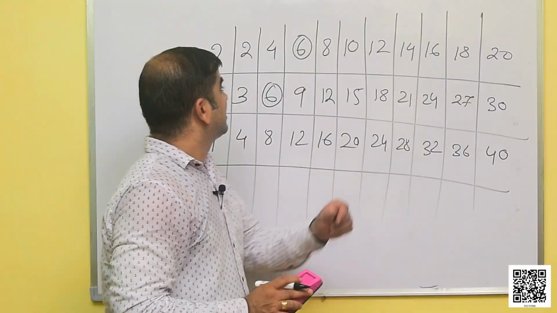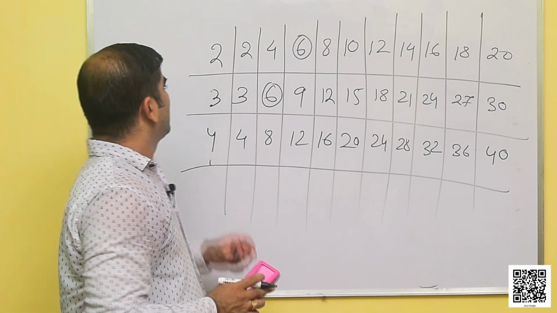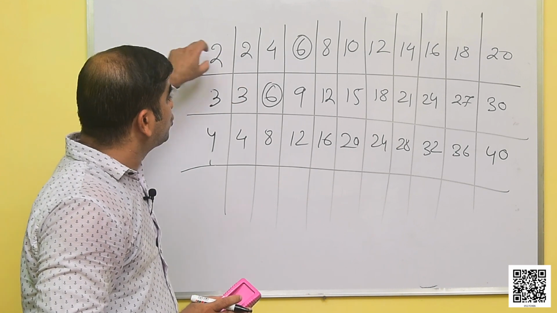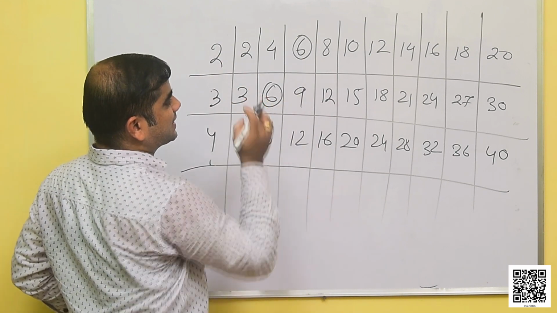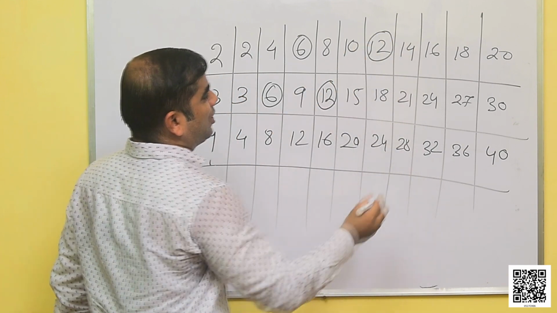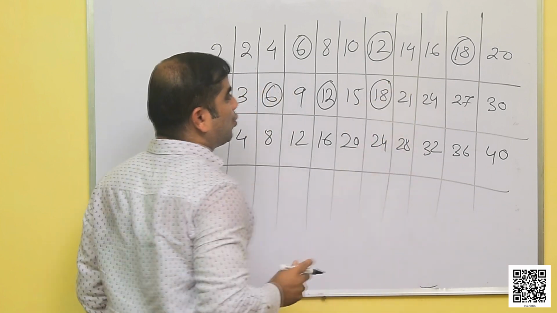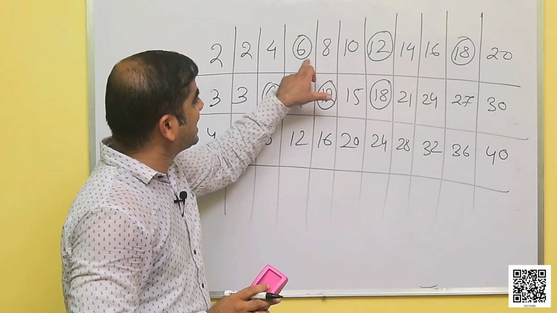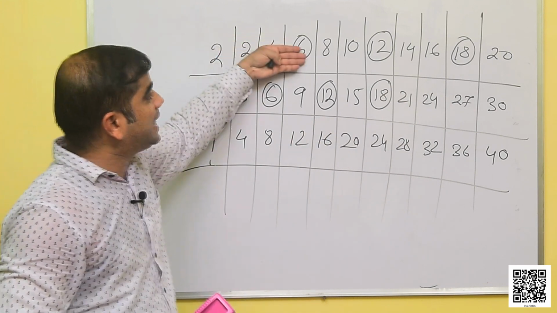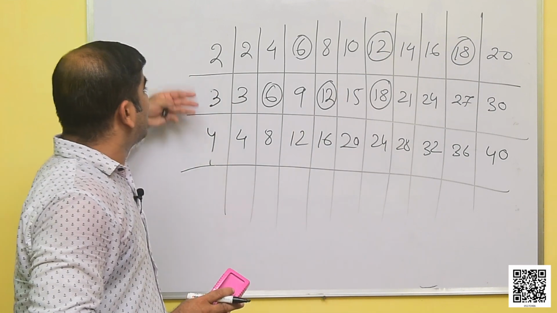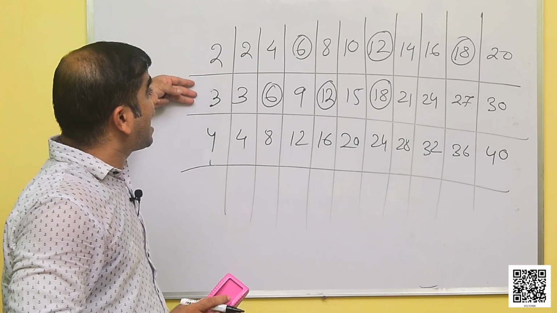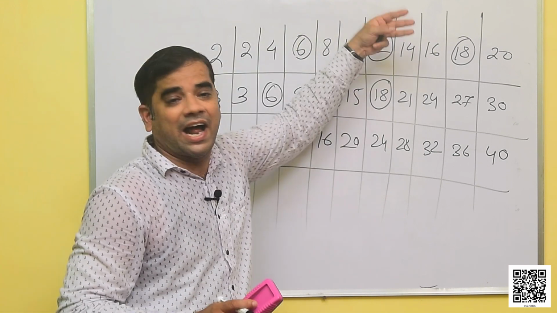Let's check the rows. So now check the common multiples. Let's check for 2 and 3. Let's check which numbers lie in the rows of 2 and 3. First is your 6. Next is your 12, then your 18. So these numbers 6, 12 and 18 lie in the tables of 2 and 3. So 6, 12 and 18 are common multiples of 2 and 3. And we can as well say that 2 and 3 are factors of 6, 12 and 18.